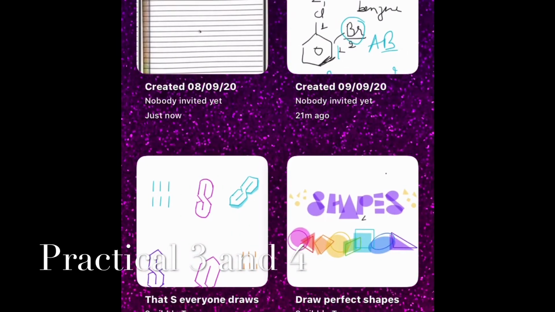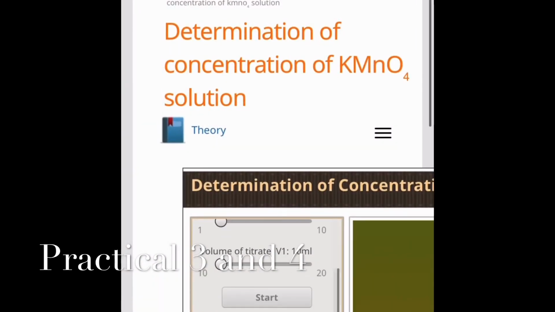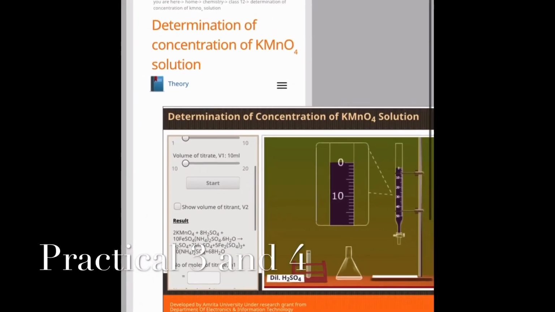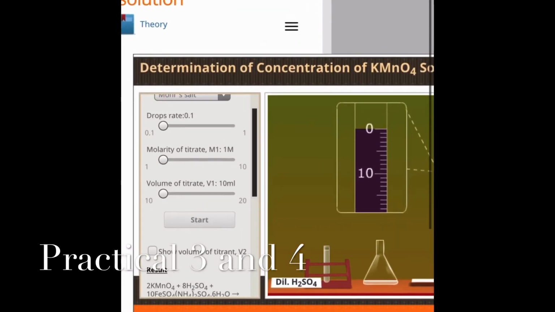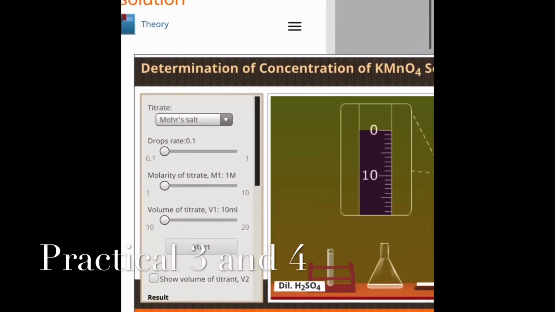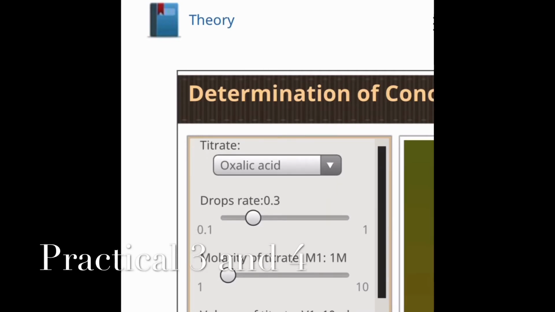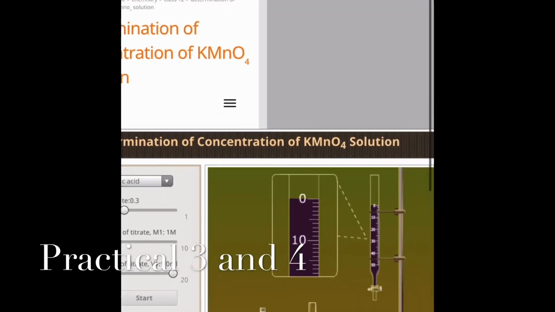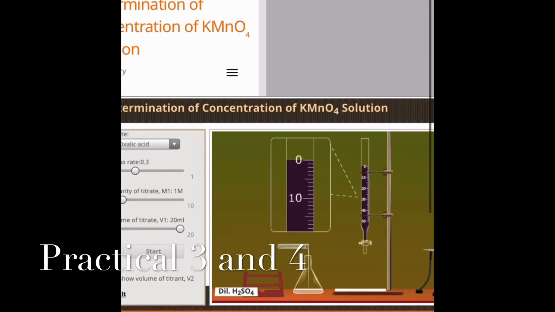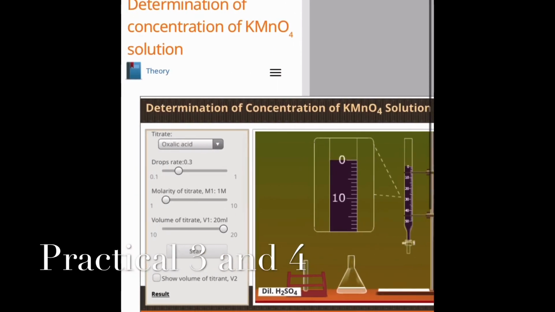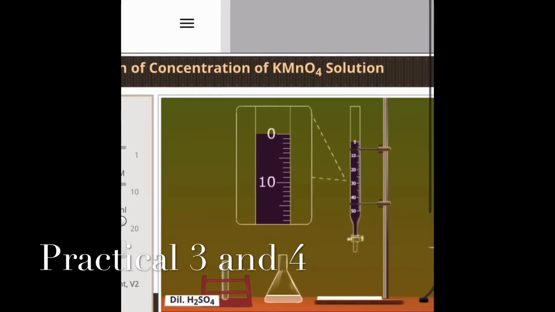So let us see how you are going to do the experiment. You know that we have already seen this earlier also. So here you are going to put oxalic acid. Now you can increase the drop rate if you want. Molarity you have taken 1 M and 20 ml you have taken to titrate. Now again you are going to put H2SO4 here. You are going to take your titration flask here.